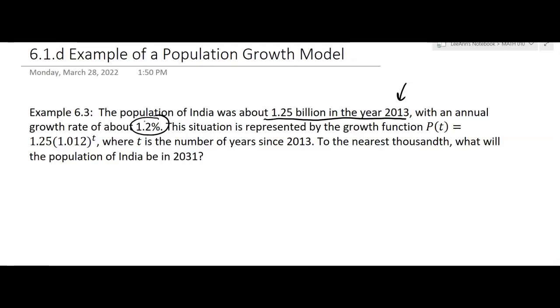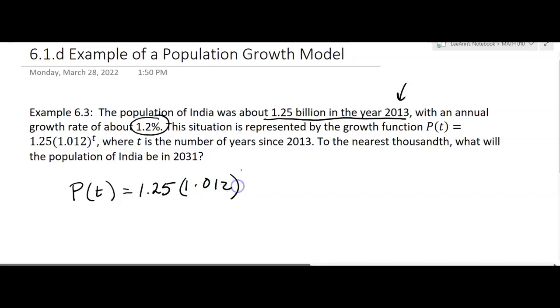It says this situation is represented by the growth function, and then here's the function that they're giving us. P of t is equal to 1.25, the initial number of people in 2013, times 1.012 raised to the power of t. t is the number of years since 2013. So it's like this is year 0 where you're starting, and then after so many years, we'll be able to figure out what the population is.